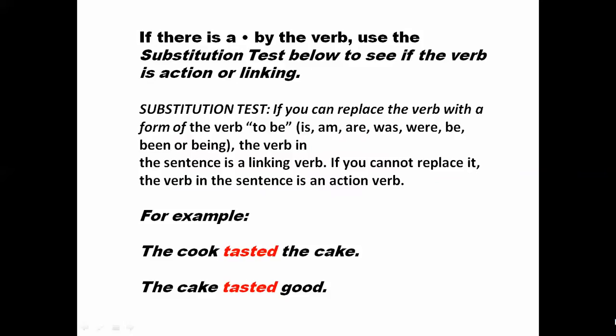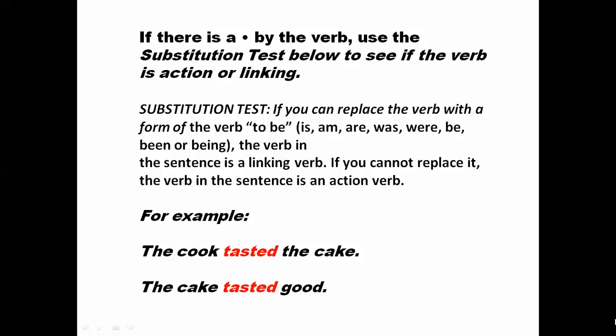If there is a dot by the verb, use the substitution test below to see if the verb is action or linking. If you can replace the verb with a form of to be, such as is, am, are, was, were, been, or being, then the verb in the sentence is a linking verb. If you cannot replace it, then the verb in the sentence is an action verb.